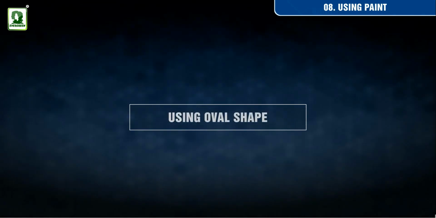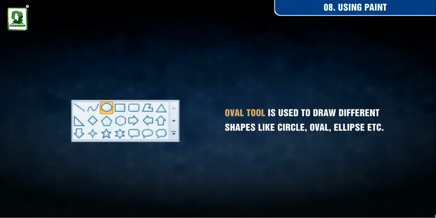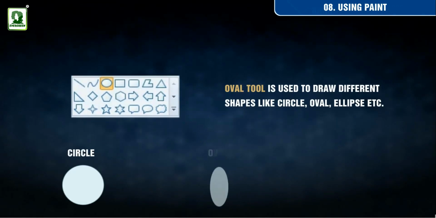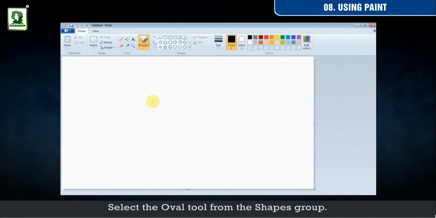Using oval shape. Oval tool is used to draw different shapes like circle, oval, ellipse, etc. Select the oval tool from the Shapes group.